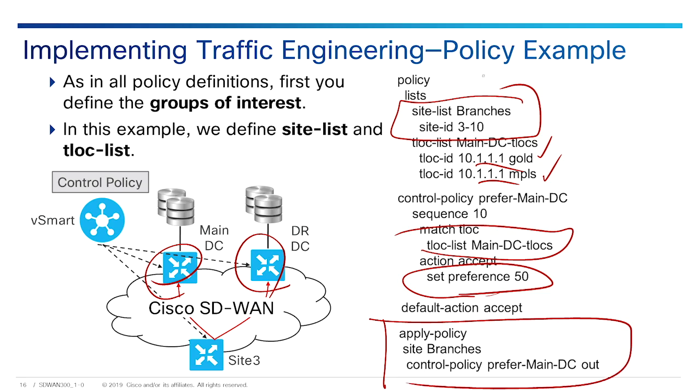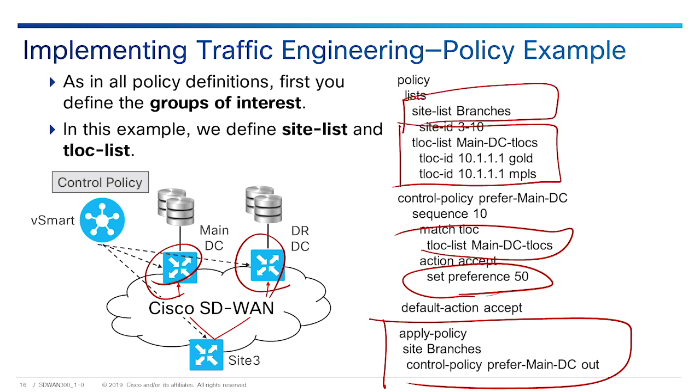So the goal up here, by the way, is to define those main DC TLOCs and the branches, and then say when we receive those main DC TLOCs, set their preference. Okay? And then if we lose this connection, we'll automatically reroute to the other one because we did accept the other one.